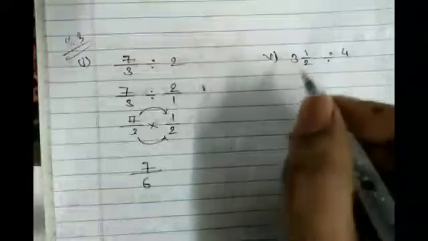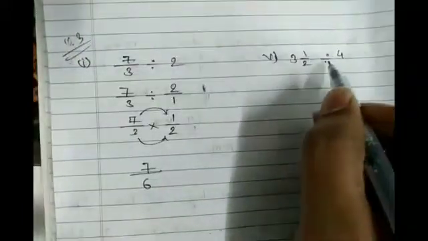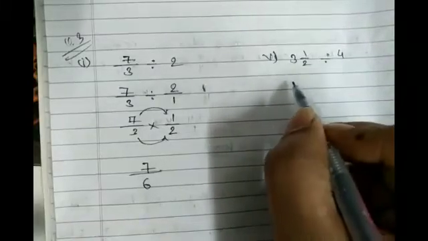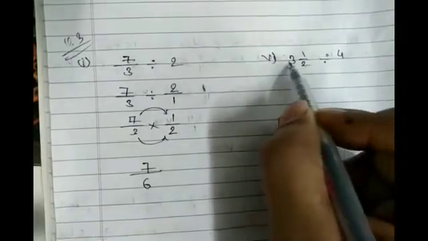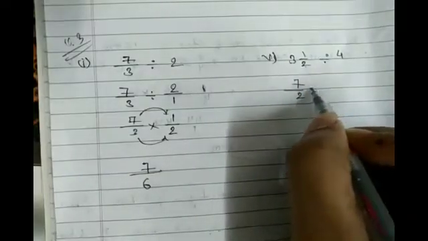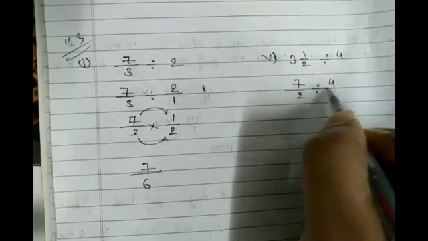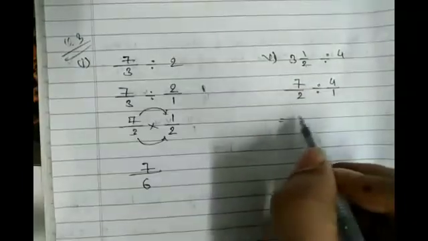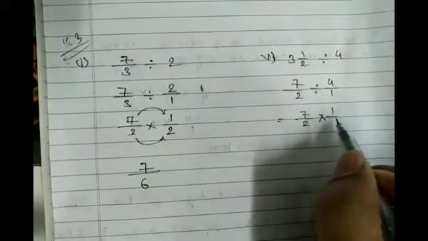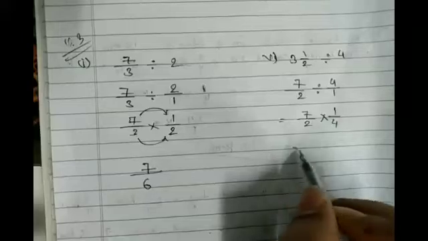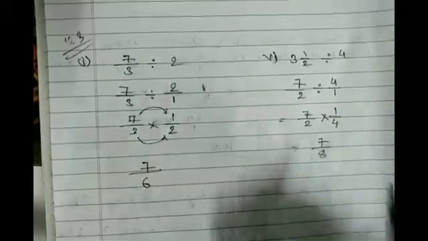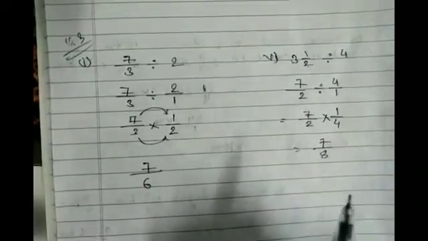Question 3, sum number fifth, 3 1 upon 2 divide with the 4. So it is given in the mixed fraction form. So convert into a simple fraction. So we get 2 3s are 6 plus 1, 7 upon 2 divide with 4 upon 1. Next step, 7 upon 2 multiply with 1 upon 4. 7 ones are 7, 2 fours are 8. So our answer is 7 upon 8.